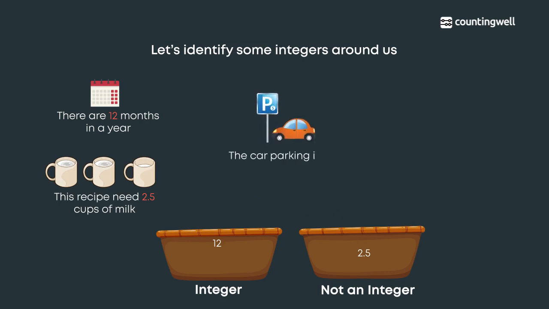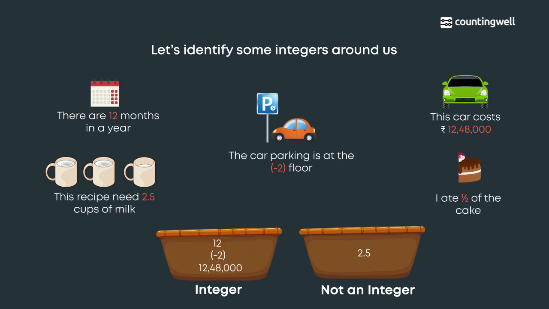The car parking is at the -2 floor. -2 is an integer. This car costs rupees 12,48,000. 12,48,000 is an integer. I ate half of the cake. Half is not an integer.